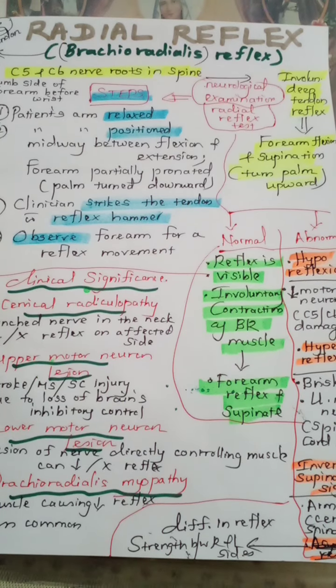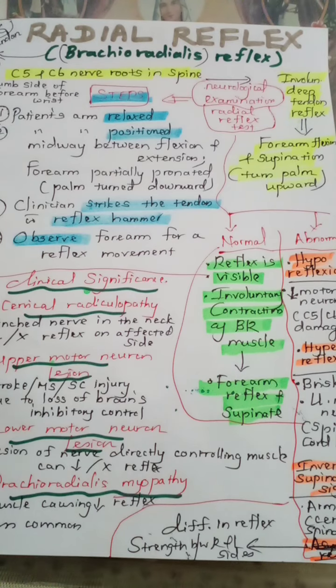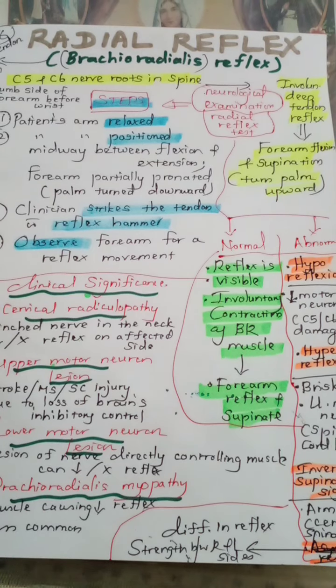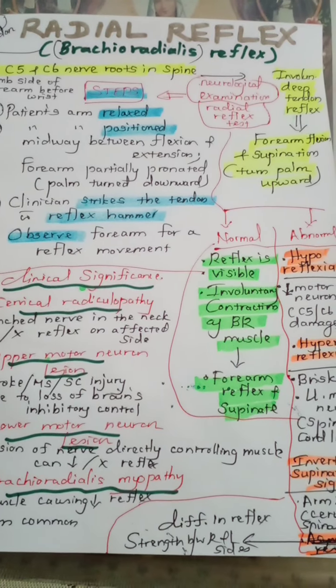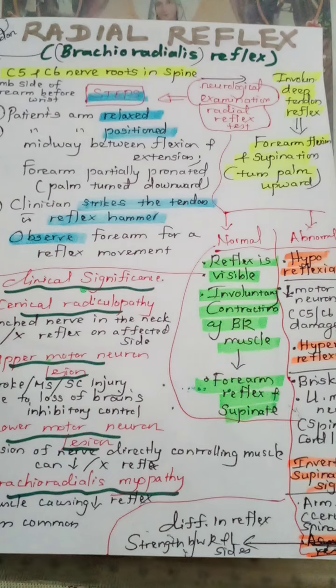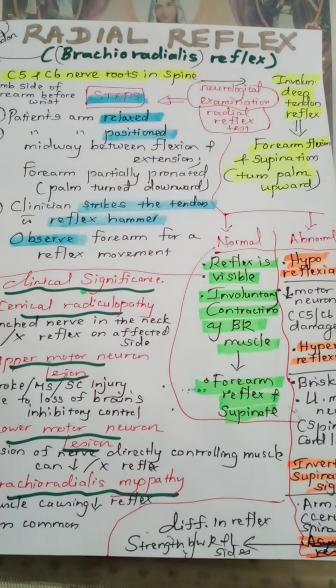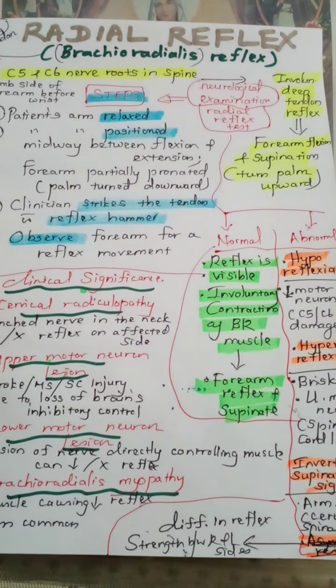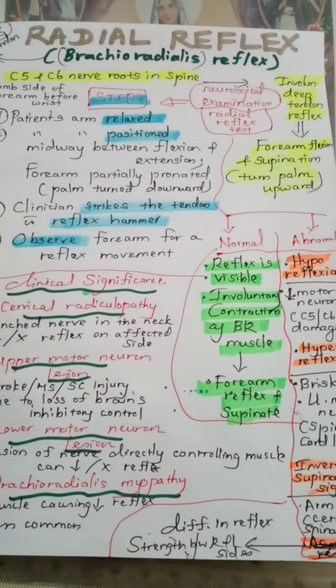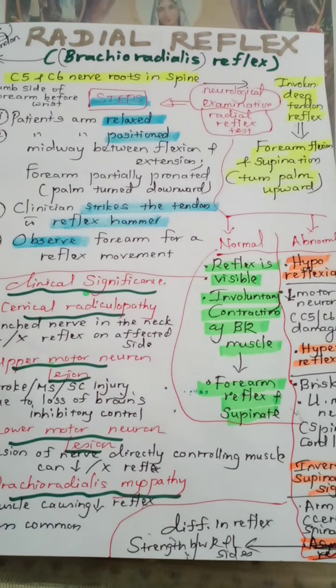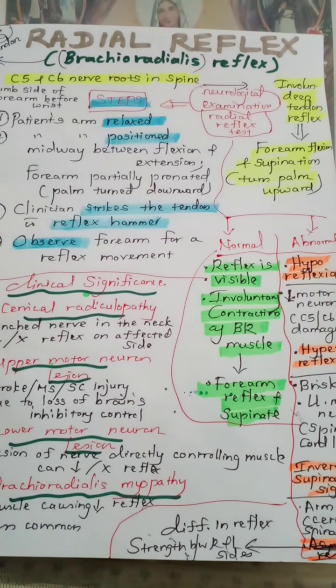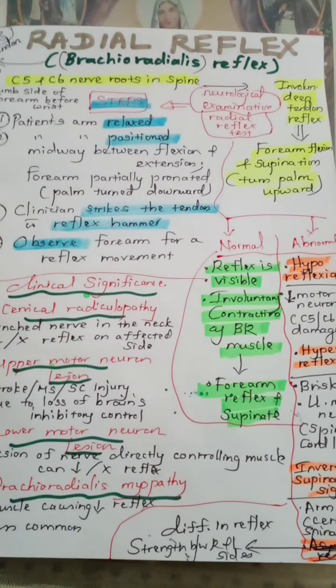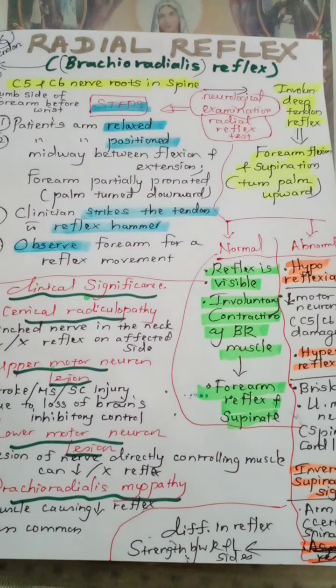So what happens is when the C5 and the C6 nerve roots, the spine, is under examination for certain reasons, a radial reflex test is conducted where we try to check the involuntary deep tendon reflex and to see whether it is normal or abnormal. So through this, we try to see whether the forearm flexion and the supination, that is turning the palm upward, will happen or not.